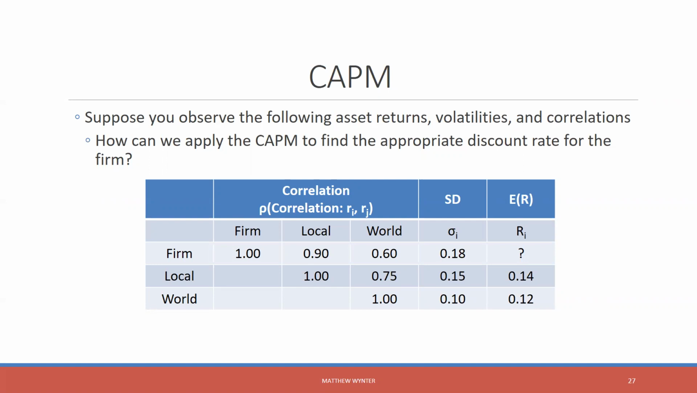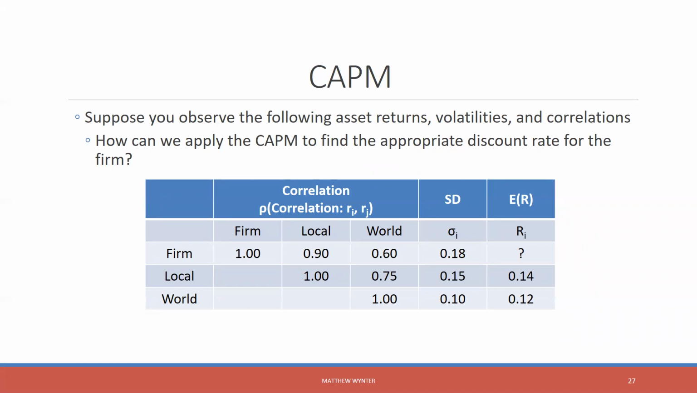So a few things to note. First, we have a correlation table. Firm I is perfectly correlated with firm I. The asset returns are perfectly correlated. Notice that firm I is more correlated with its local market and less correlated with the world.